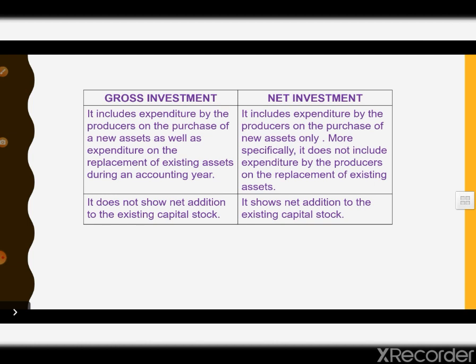Next, gross investment. It includes the expenditure by the producers on the purchase of new assets as well as expenditure on the replacement of existing assets during an accounting year. Net investment includes expenditure by the producers on the purchase of new assets only. More specifically, it does not include expenditure by the producers on the replacement of existing assets. Now, an important formula is that gross investment minus depreciation gives net investment.